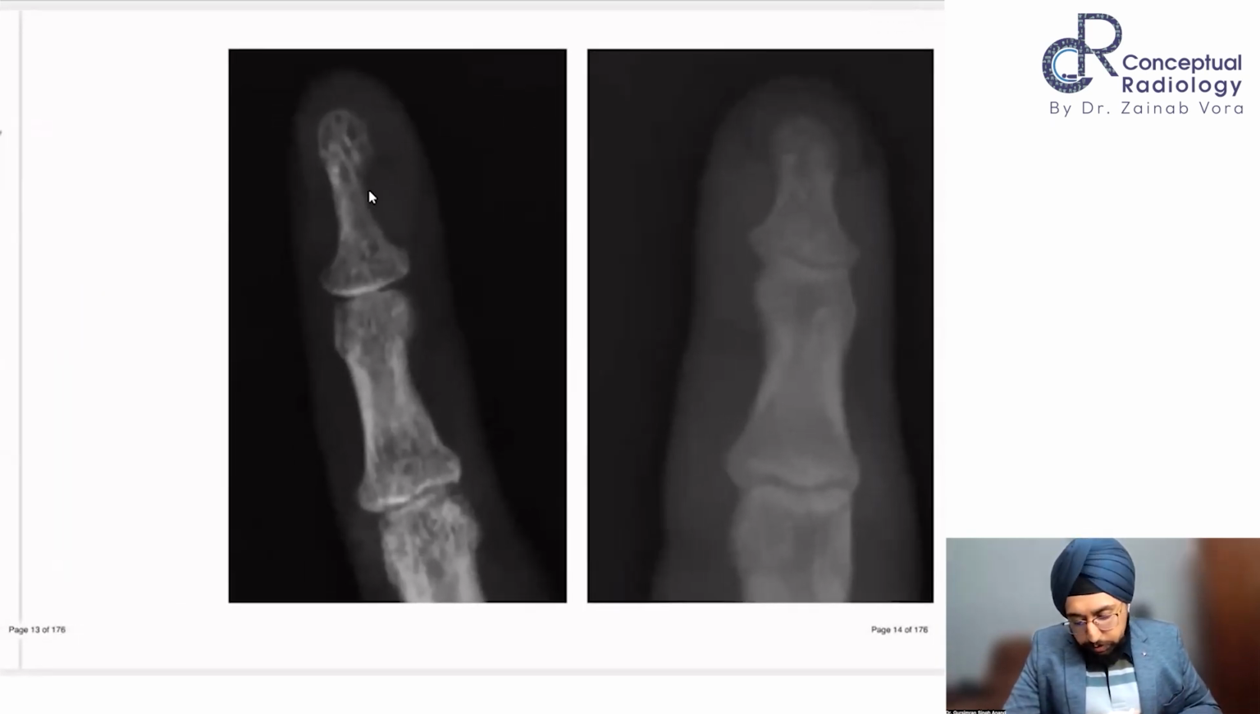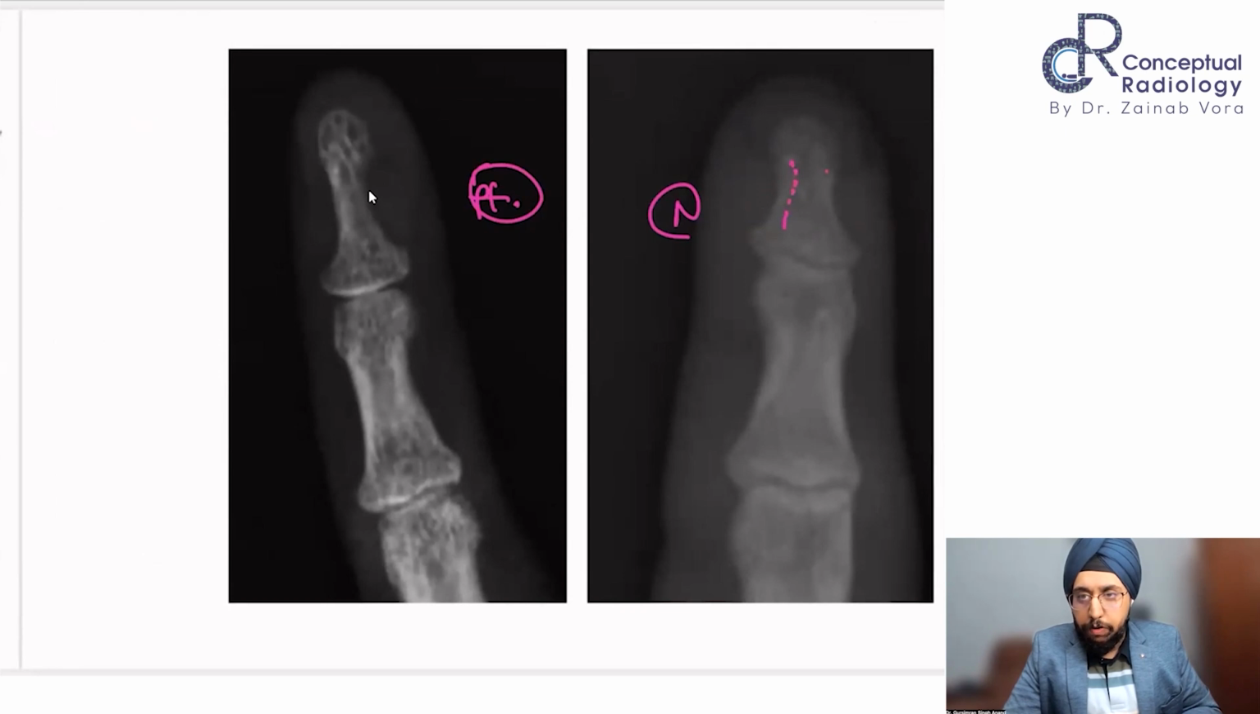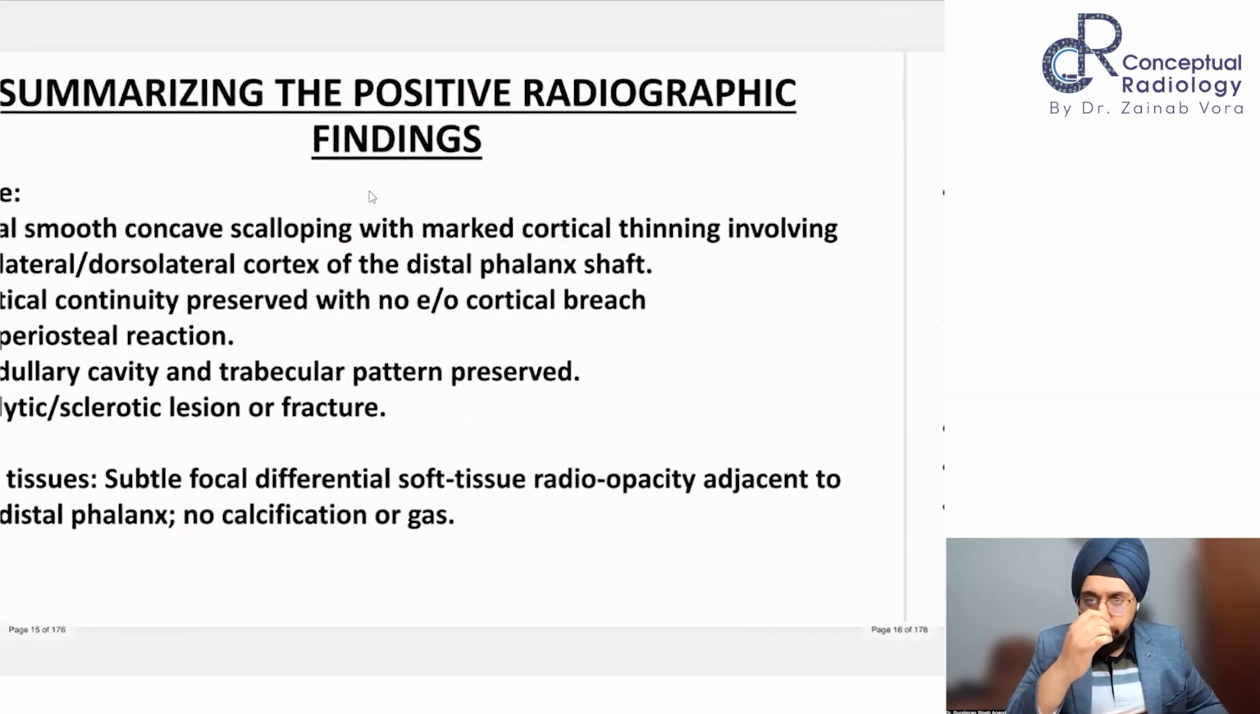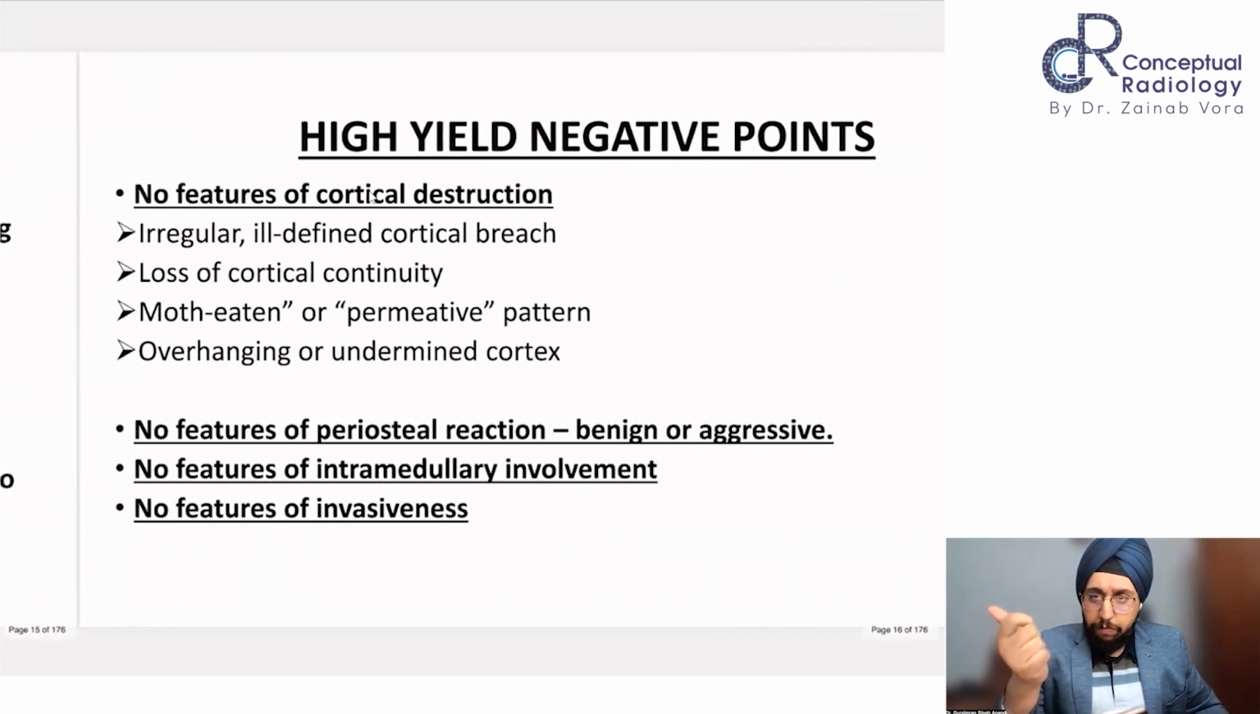So this is just a normal radiograph, and this is the radiograph of our patient. You can see that this is how the cortex should appear on both sides. And in this, you can see that there is a smooth concave scalloping of the radial aspect of the shaft of the distal phalanx. So how do you summarize that? We summarize all the findings, and very important, what are the negative points which you need to know?